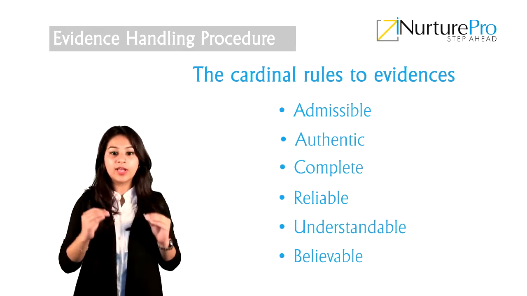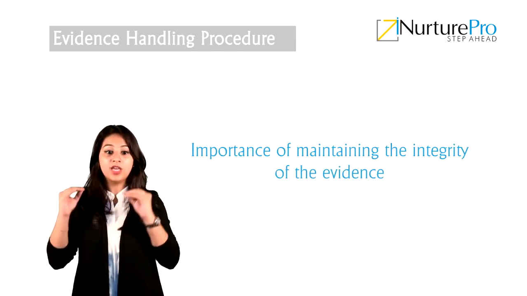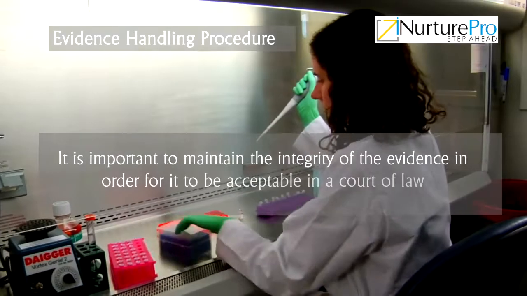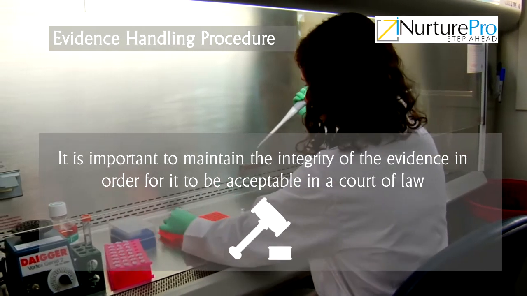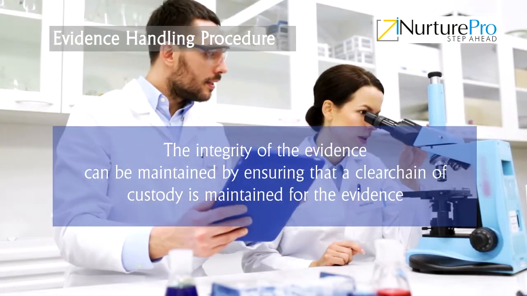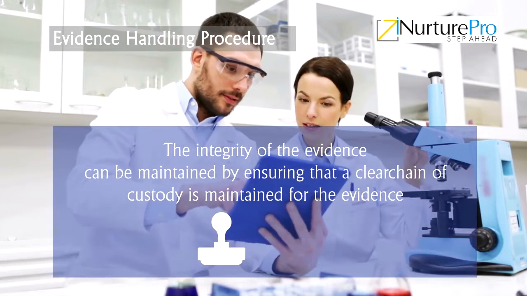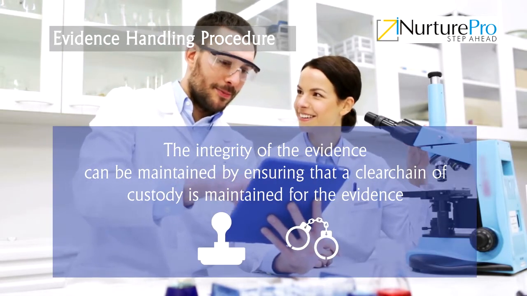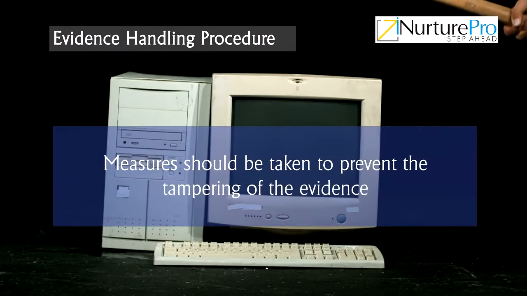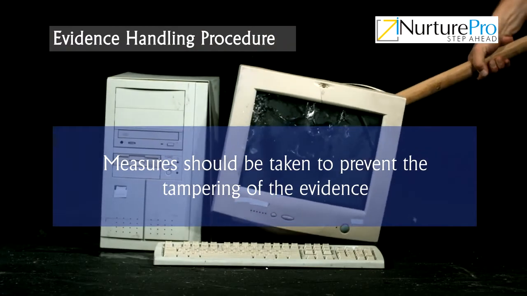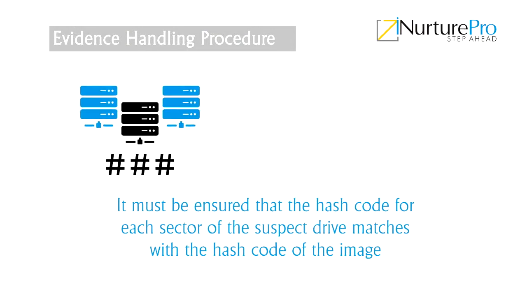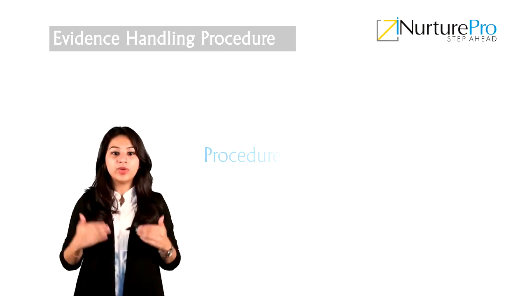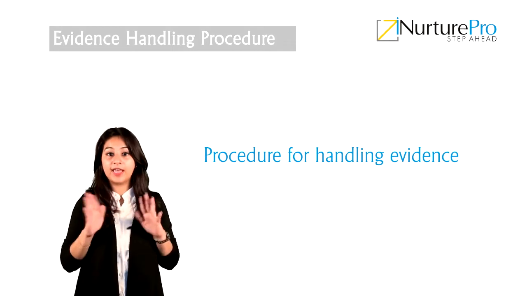Now, let us have a look at the importance of maintaining the integrity of evidence. It is important to maintain the integrity of an evidence in order to be acceptable in the court of law. The integrity of the evidence can be maintained by ensuring that a clear chain of custody is maintained for the evidence. Measures should be taken to prevent the tampering of the evidence. It must be ensured that the hash code for each sector of the suspect drive matches with the hash code of the image. Next, we have to take a look at the procedure for handling evidence.